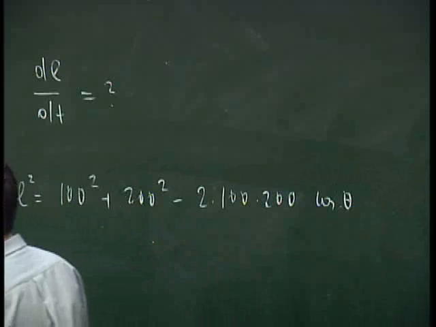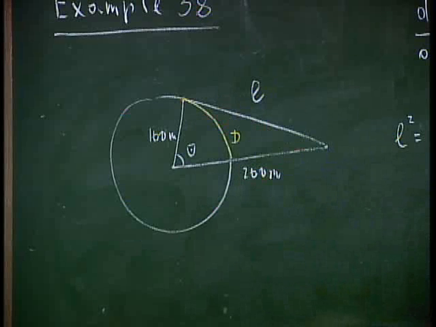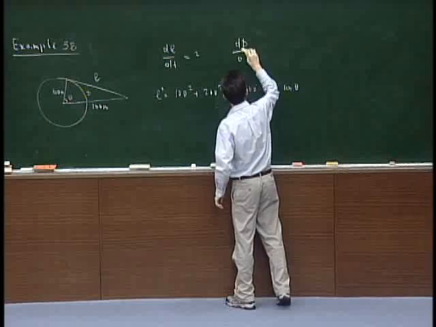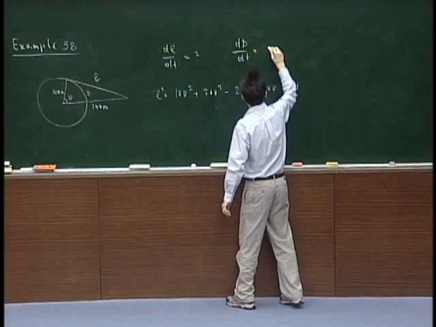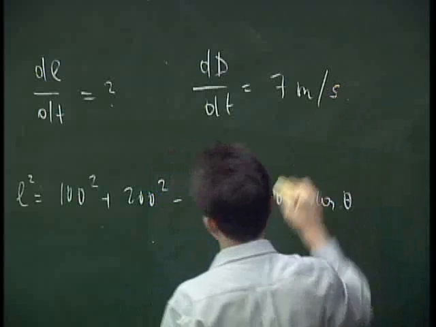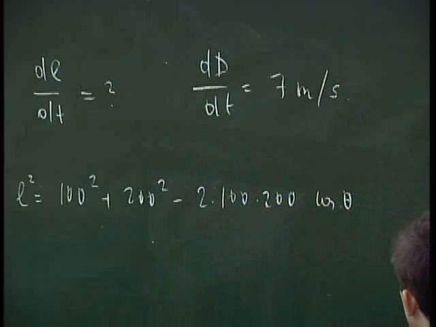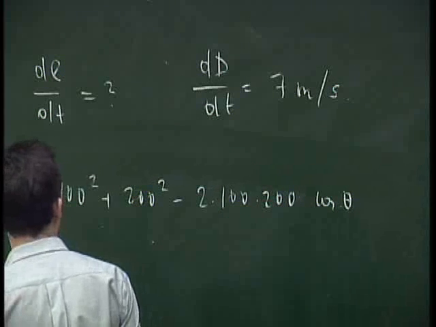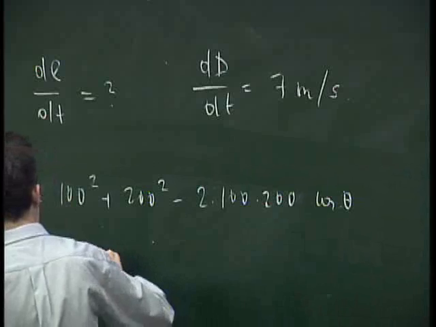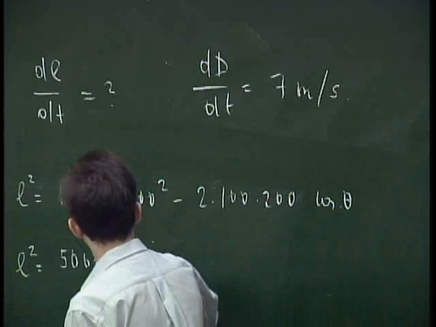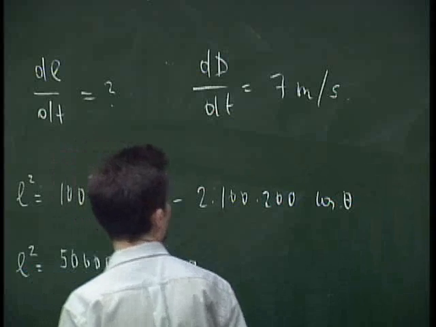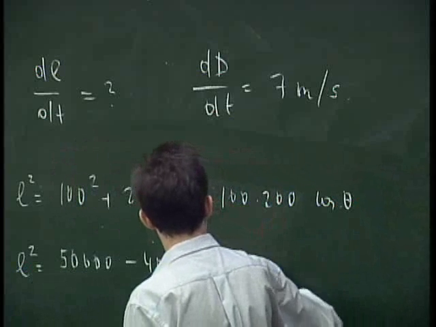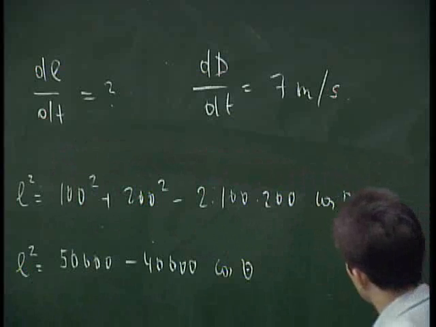Namely, we have given that the speed at which the sprinter is running is how much? 7 meters per second. So we know that d theta over dt is equal to 7 meters per second. This is something which we know as well. Now, okay, so here you have L squared is equal to, now let's compute this, 15,000 minus 40,000 cosine of theta. Now so everything depends on the time.